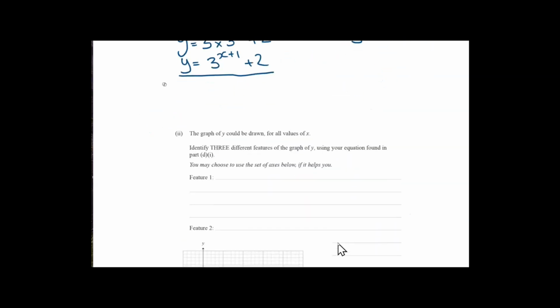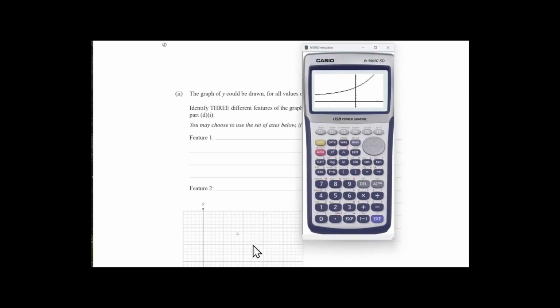All right, we're back. So the next one says they want 3 different features of this graph using the equation we found. Well, let's grab our calculator and graph it. And the reason I sort of hit pause there is we have to play around with the zoom. This is going to be an exponential function here. Let's actually zoom out just a little bit.